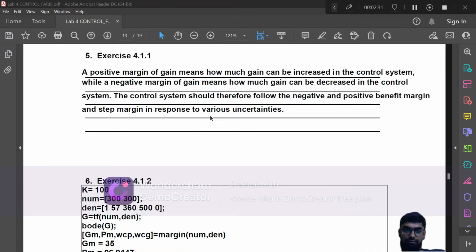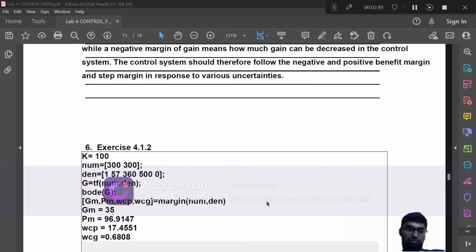Positive gain margin means how much gain can be increased in the control system, while negative gain margin means how much gain can be decreased in the control system. The control system should therefore follow the negative and positive margins in response to various uncertainties.